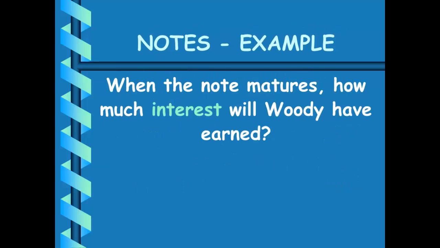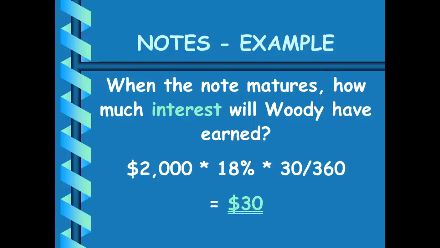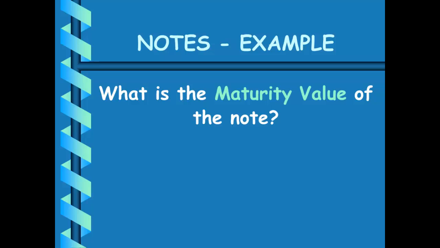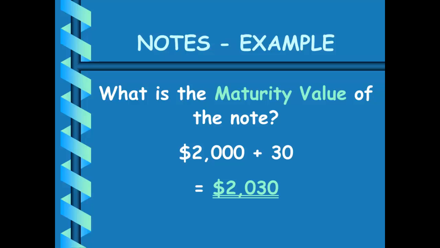How much interest are we going to earn on this note? 30. Good. Nobody gave me 360 this time. Good. 2,000 times 18% would be 360 for a year, but now we are instead calculating it only for 30 days out of 360, which is $30 worth of interest. Next thing we need to know is what's the maturity value of that note. When the note matures, how much are we going to be paid in total? $2,000 principal plus $30 in interest, a total of $2,030.